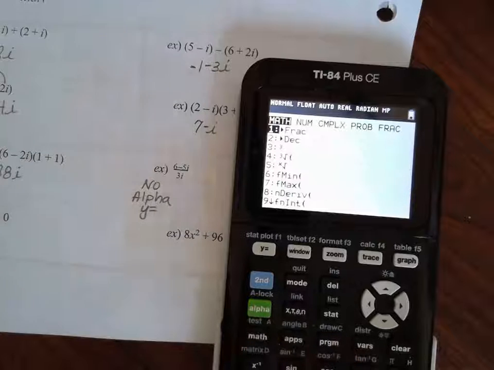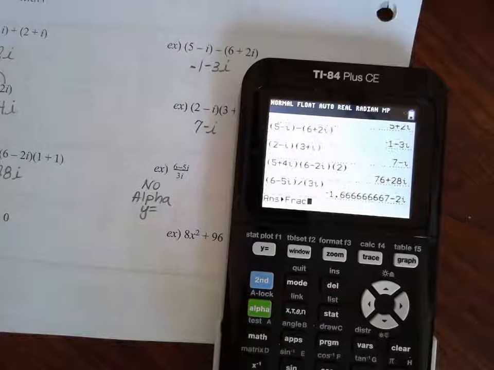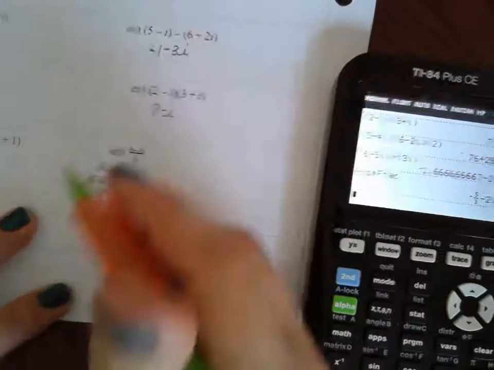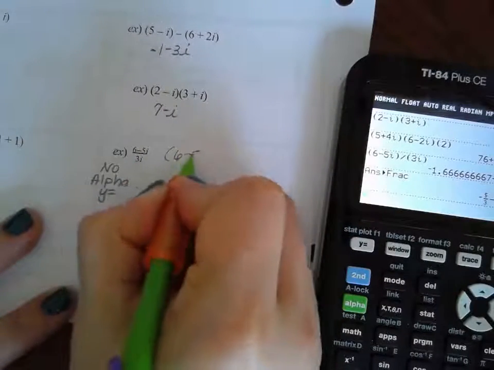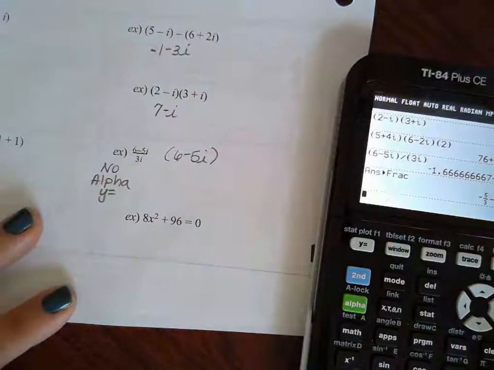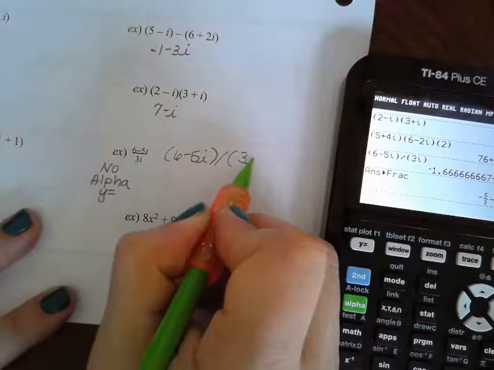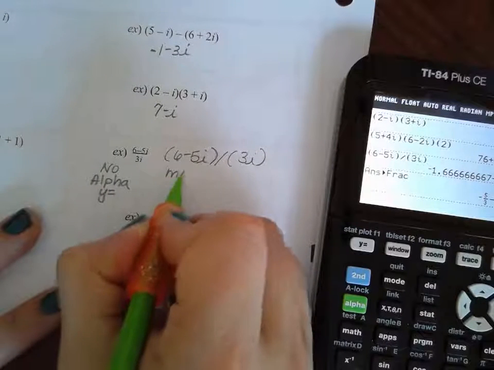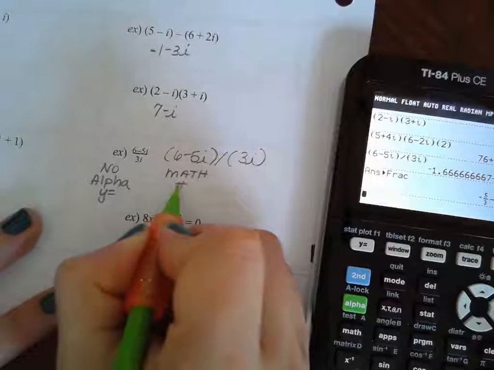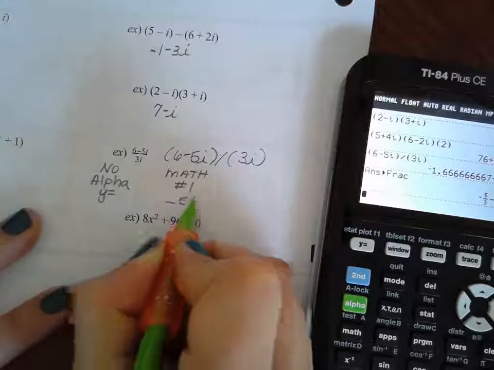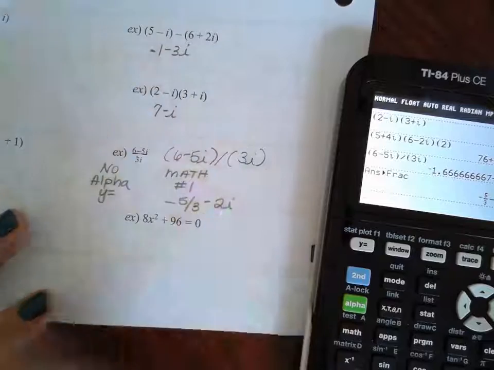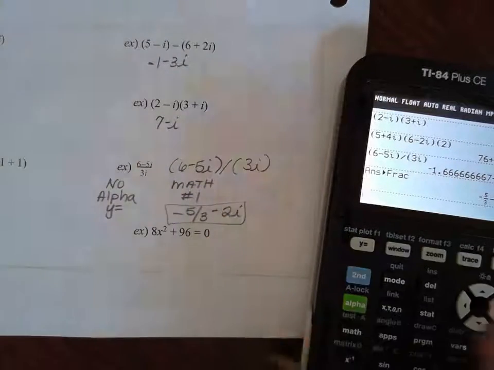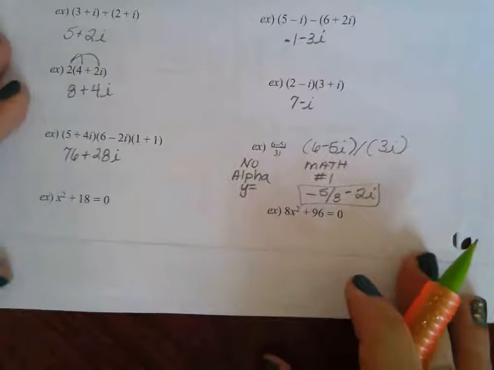Hit the math button. Choice number 1, change it to a fraction, hit enter again, and then you get a nice answer. So how do we do that? We did 6 minus 5i, then we did divided by 3i, and then we changed it to a fraction, which is math number 1, and you get -5/3 minus 2i. And that's your answer.